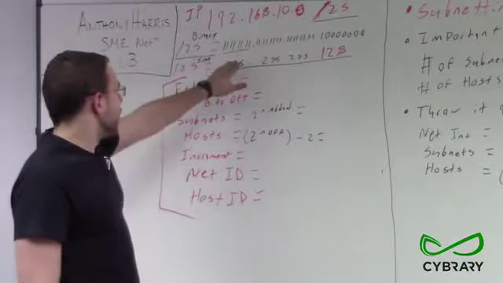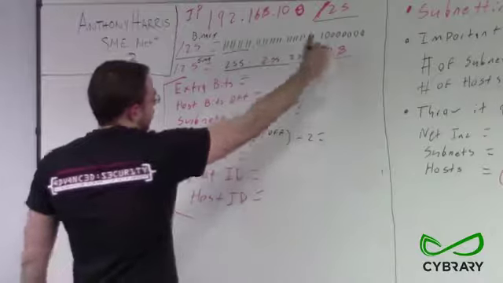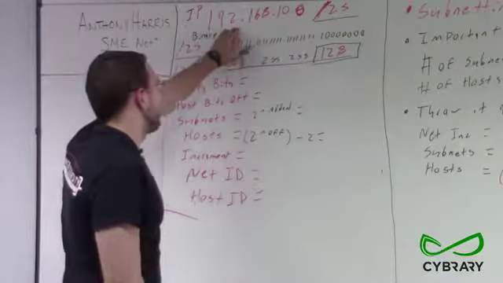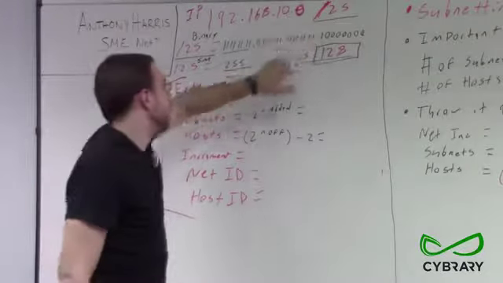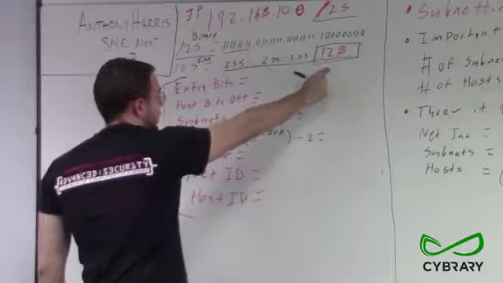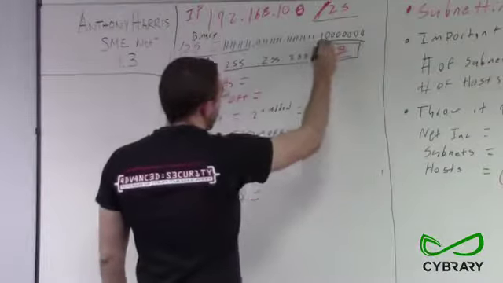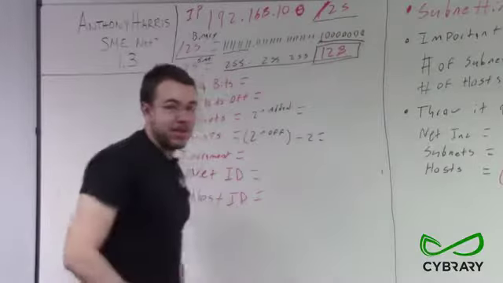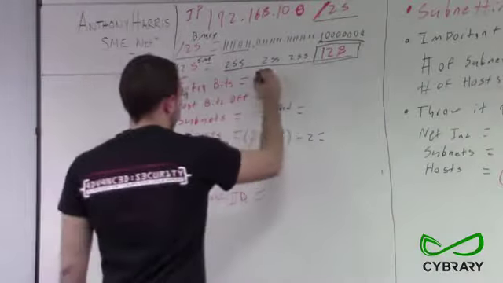So we found out that the number of extra bits affects this last octet because this is a class C address. 192.168.10.0 is a class C address, so its standard subnet mask would be 255.255.255.0. We added one bit. This says 128, but we still only added one bit to that last octet in the binary. So extra bits is 1.